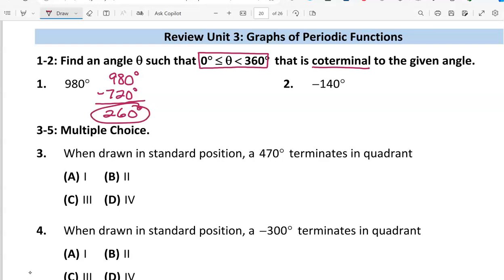For number 2, we have a negative angle. In order to produce a coterminal angle between 0 and 360, we'll have to add one full cycle, or 360, to that. So negative 140 plus 360 is 220.